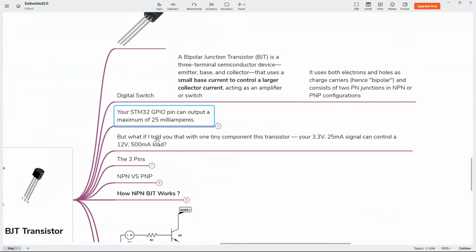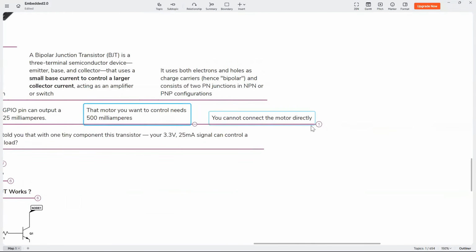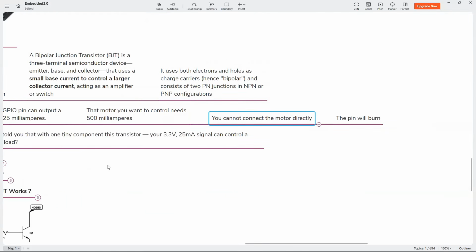Now let us take the problem statement. Imagine you have an STM32, any microcontroller, which outputs only 25 milliamperes of current, whereas the motor requires around 500 milliamperes. Your microcontroller GPIO pin outputs a maximum of 25 milliamps, but your motor really requires around 500 milliamperes. So what will you do if you connect the motor directly to the GPIO pin? That pin will get burned.